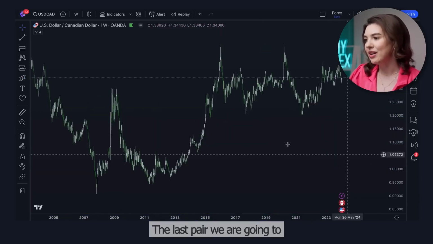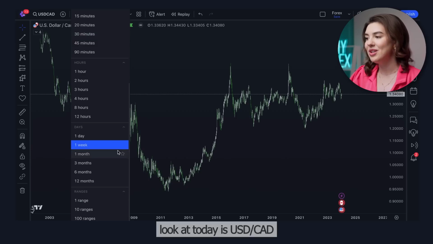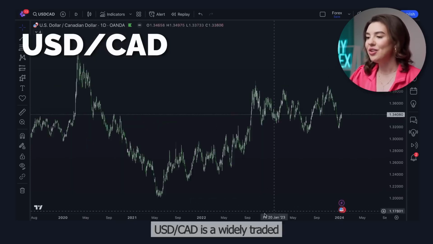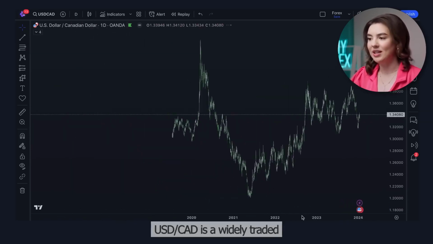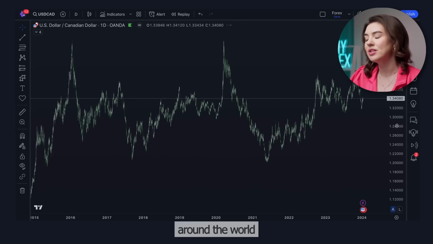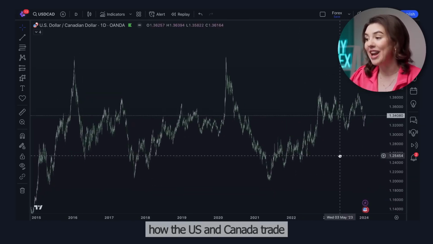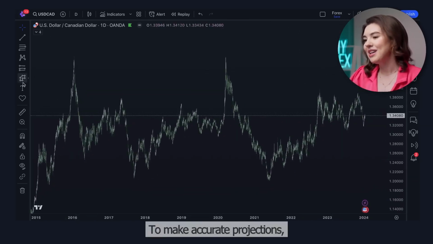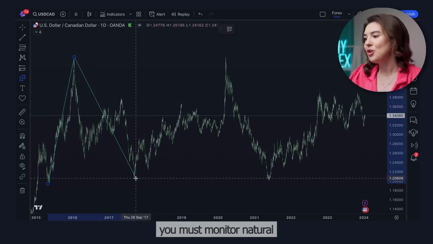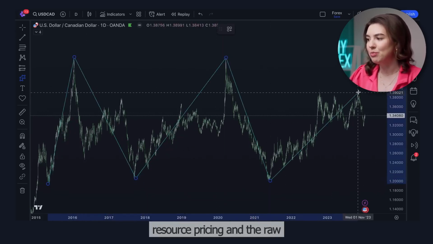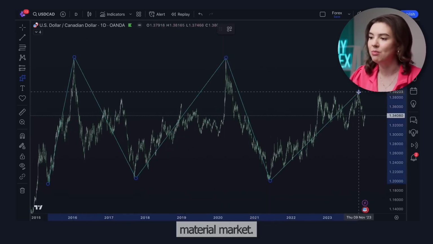The last pair we are going to look at today is US dollar Canadian dollar. US dollar Canadian dollar is a widely traded currency pair around the world. Its behavior is determined by how the US and Canada trade with each other. To make accurate projections, you must monitor natural resource pricing and the raw material market.